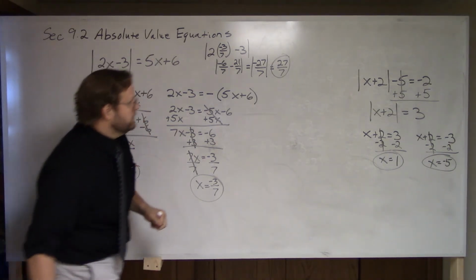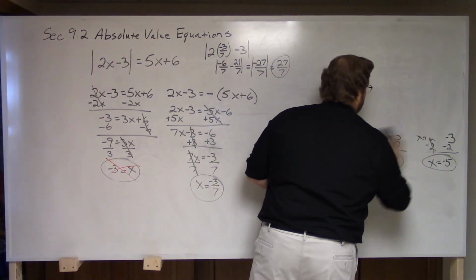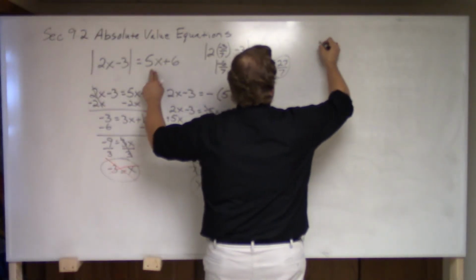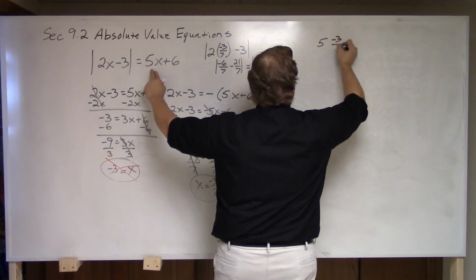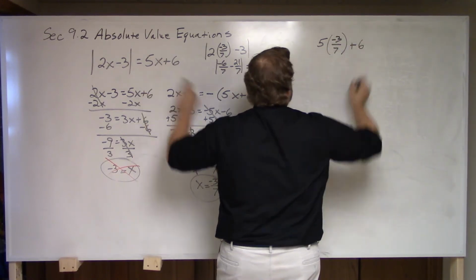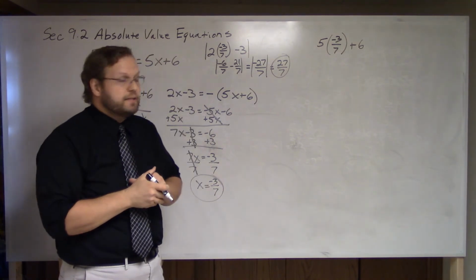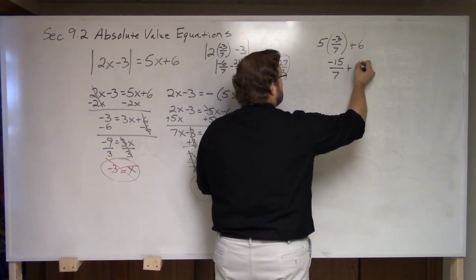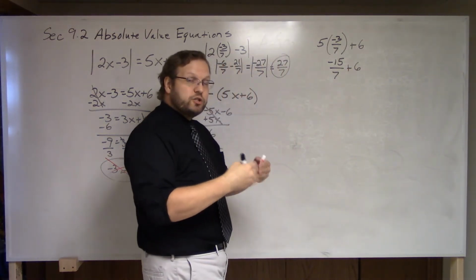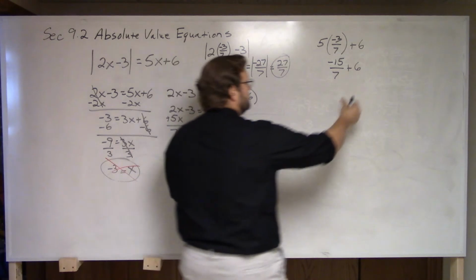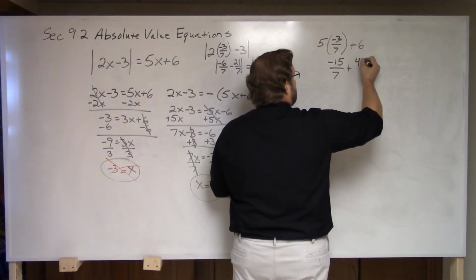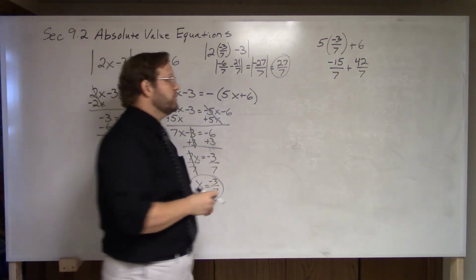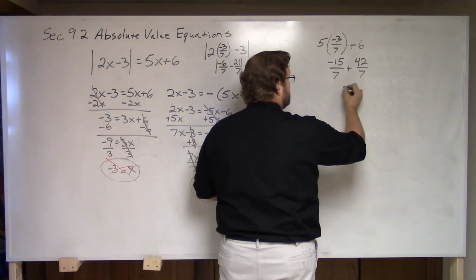Let me clean up the board a little bit. Over here I would have 5 times -3/7 plus 6. There's no absolute value bars on that side. So what I have is a -15/7. To change 6 in terms of sevenths, 6 times 7 is 42/7. -15 plus 42 is positive 27/7.